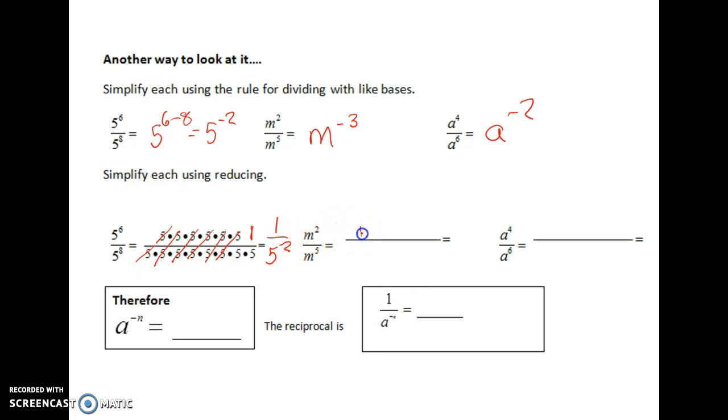If we write these out, I would have m times m, and this would be m times m times m times m times another m. We could just cancel those because those would make a 1. We would have 1 in the numerator and m to the third in the denominator. You can do this last example, but I think this is another way to look at it, and it's still the same rule that's true. All a negative exponent does is it flips it. So if it's in the numerator, it flips to the denominator. If it's in the denominator, it flips to the numerator.